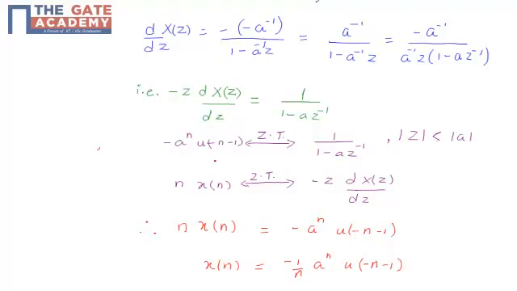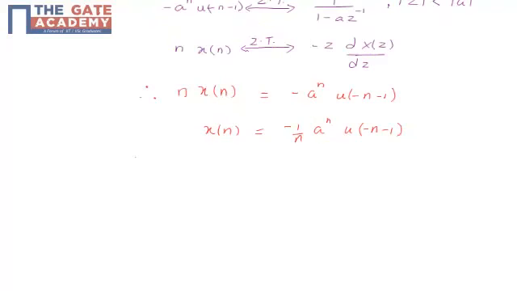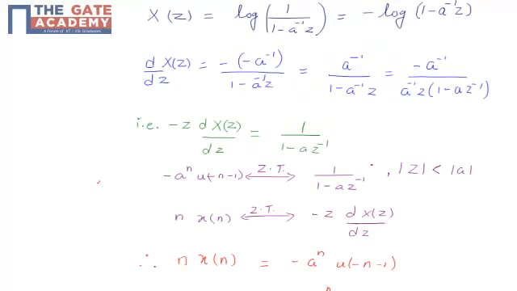Next, we have another pair: n times x of n has the z transform minus z times dX(z) by dz. Comparing these two equations, we can say that n times x of n is equal to minus a raised to n u of minus n minus 1. If we rearrange the terms, we get the final answer: x of n is equal to minus 1 by n a raised to n u of minus n minus 1 for the range mod of z less than mod of a.